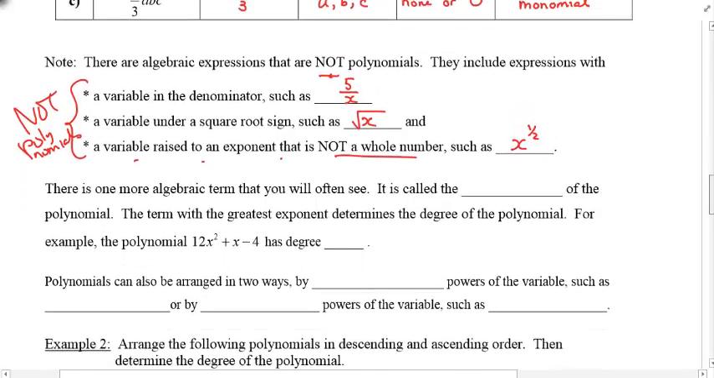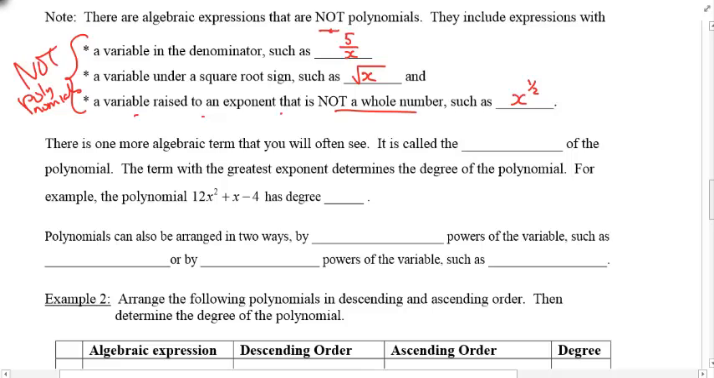Now, before I stop giving you all these terms, I'm going to tell you one more, because this one appears quite a bit. There's one more term you'll often see, and this is called the degree of the polynomial. Now, what's the definition of degree? It's the term with the greatest exponent in the polynomial. That determines the degree. So in this case, look at these terms. I got x squared, x, and just no x. The largest exponent here you see is the 2, so that's the degree.